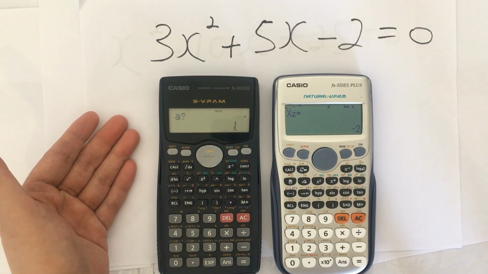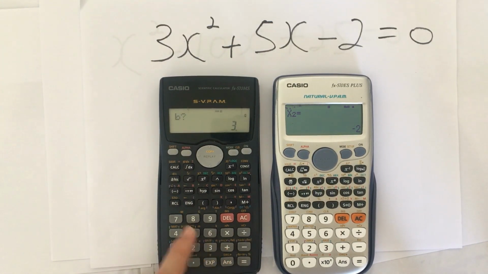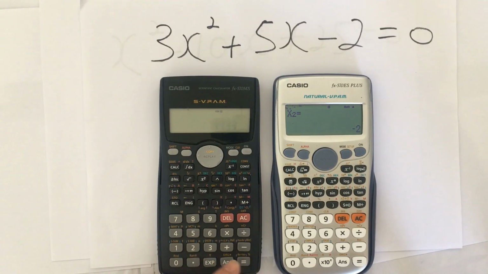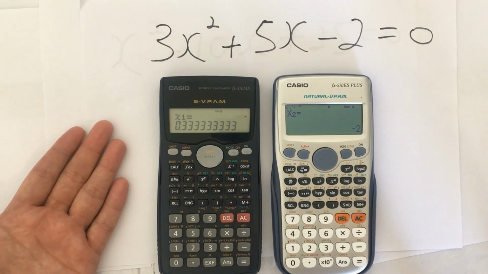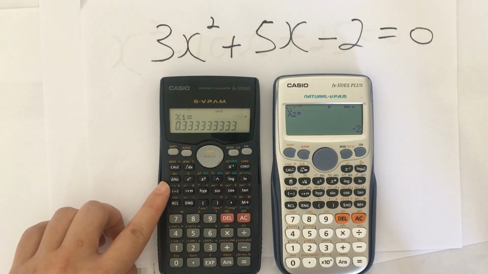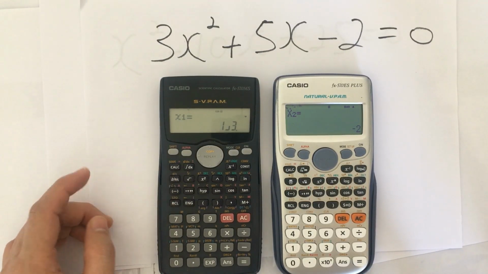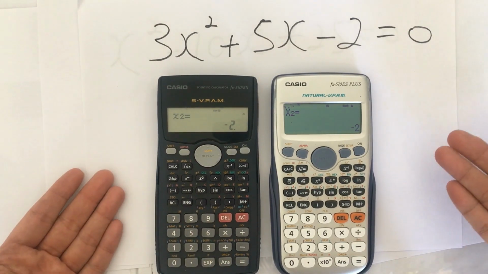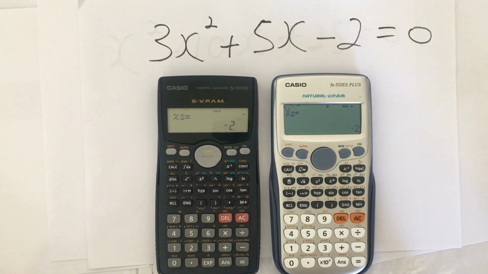Same thing here: a is 3, followed by 5, followed by negative 2. You have 0.3333. We don't want decimals, so in order to change decimals to fractions, you can press this button. You have 1 over 3. Same or not? Same. Followed by negative 2. Just take note of the decimal parts.